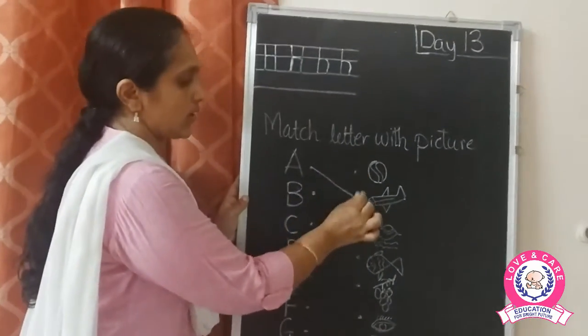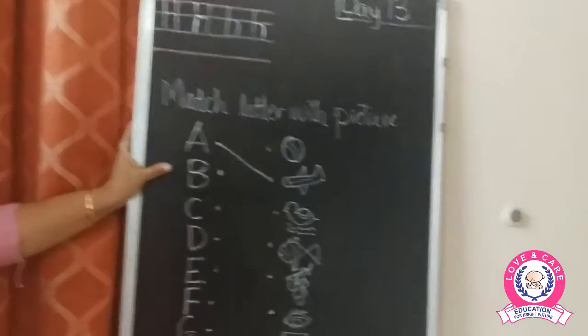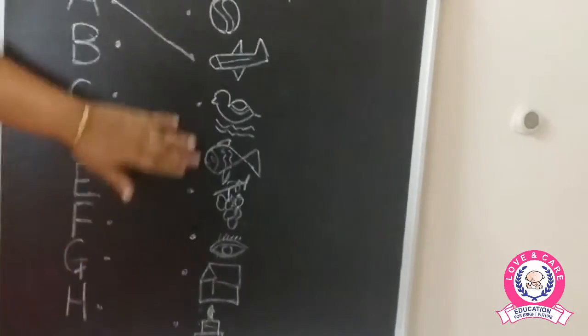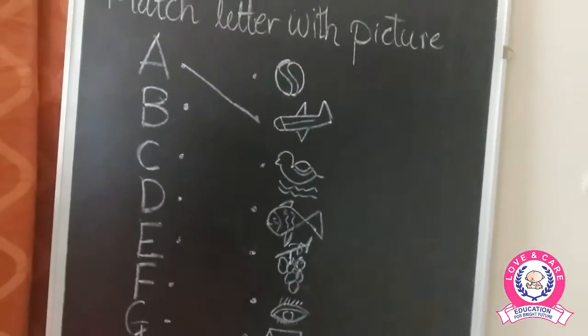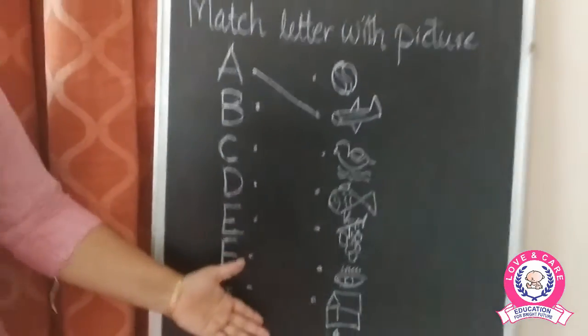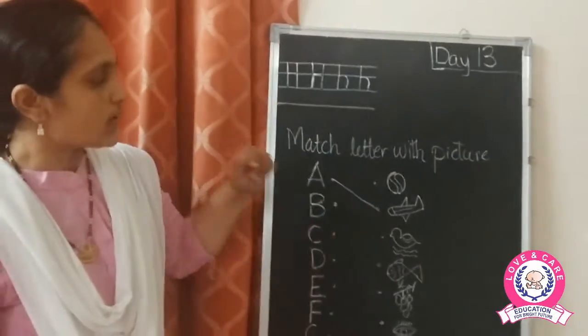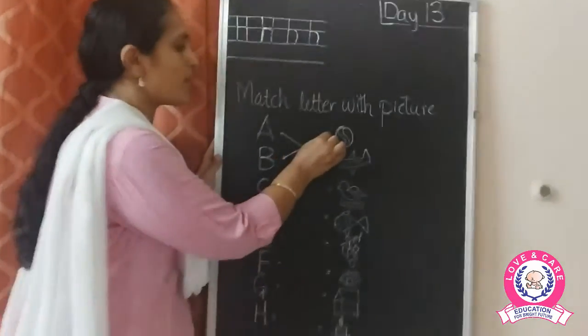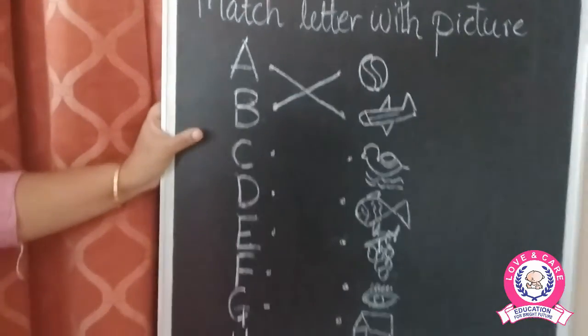So I am just matching it. Then is the letter B. So now which is the picture that will start with the letter B? So you have to just first find it out. Then here is the ball. So B for ball.